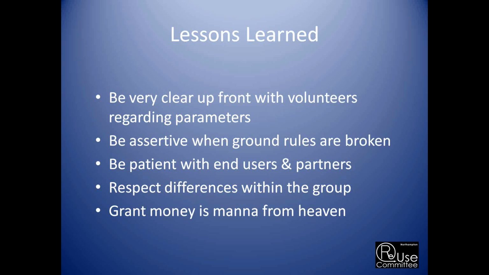Right. So being patient with end users and partners, a lot of our partners are nonprofit organizations, and they are either working with volunteers or a very small staff, so sometimes you have to call them multiple times before you hear back from them. And so it's just kind of par for the course, and you have to be patient, and so as a result you got to start a little early and make sure that somebody is on it.